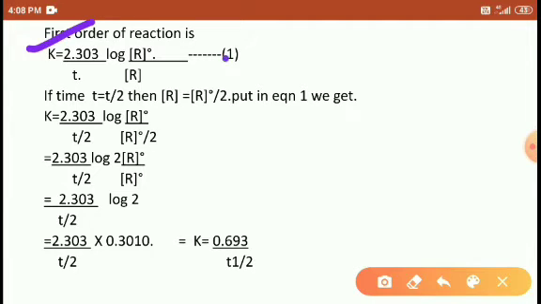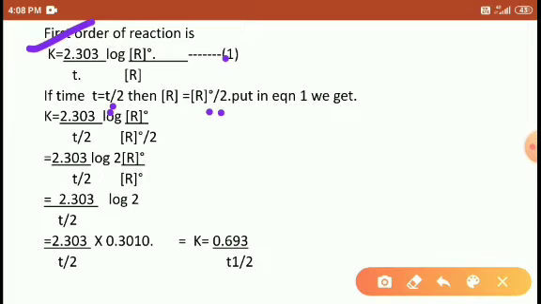I consider this as equation 1. So if time t is equal to t half, then the concentration of reactant is reduced to half. Right, students? If time t is equal to t half, then the concentration of reactant is reduced to half. Put both values in equation 1.